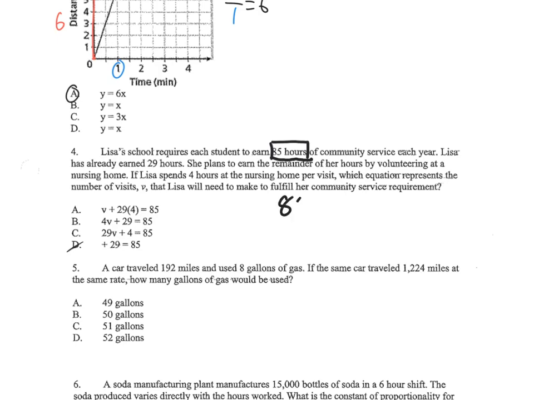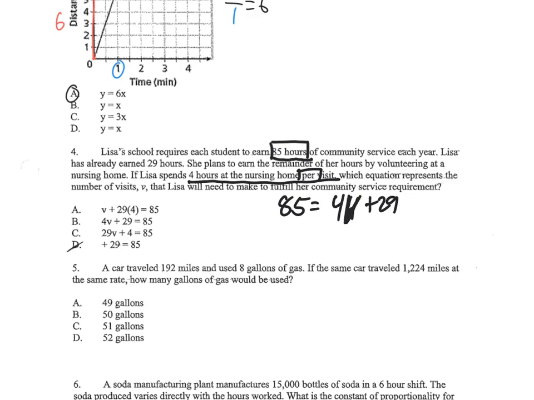So I'm going to go ahead and start writing this out. 85 is our total. Whatever our slope is, we don't know yet, but it's going to be something plus 29 because we're trying to get a total number of hours. She plans to earn the remainder of her hours by volunteering at a nursing home. If she spends 4 hours at the nursing home per visit, so that's 4 hours per visit, that's our thing that's going to repeat. So we're looking at a 4, probably h, or per visit. Oh, no, I'm sorry, that is going to be a V for visit. My bad. Which equation represents the number of visits V that Lisa will need to make to fulfill her community service requirement? We've already got the answer.